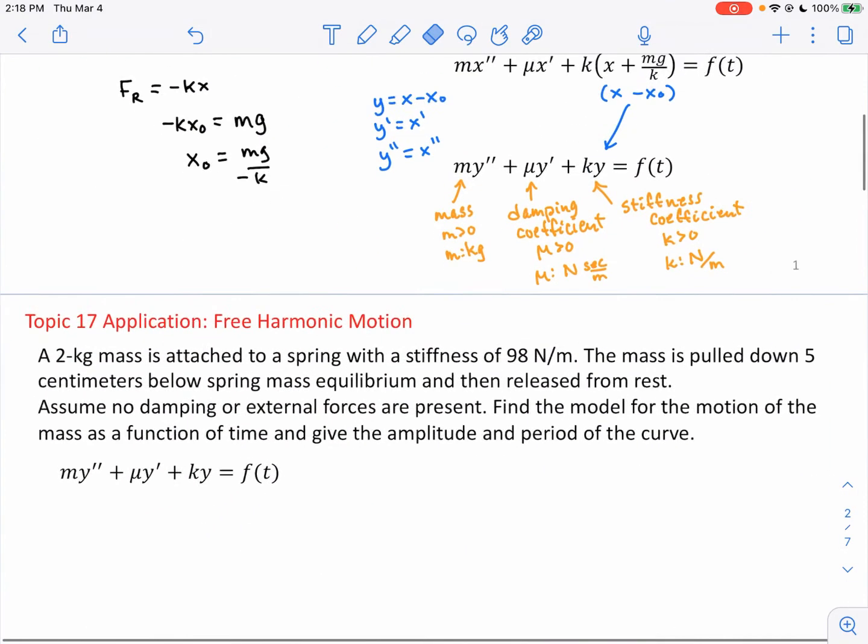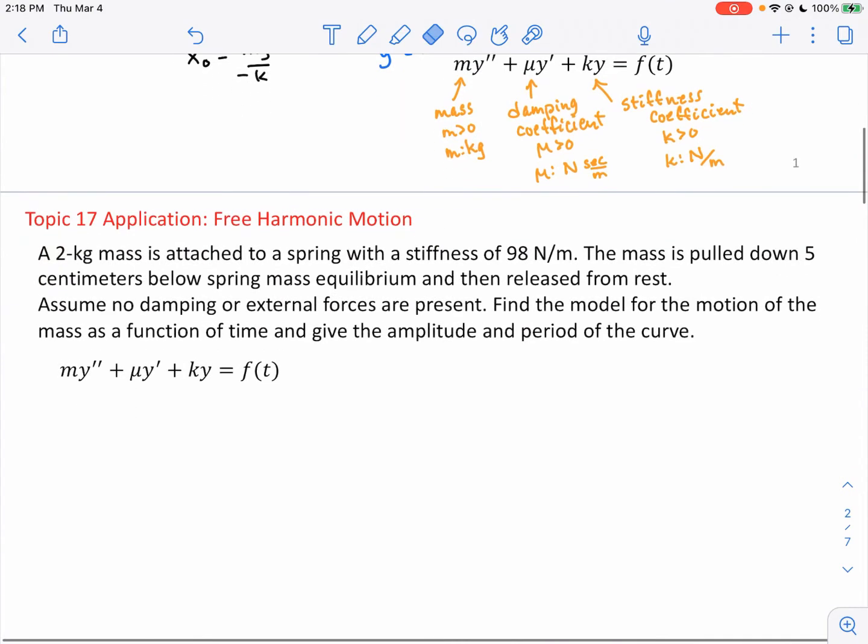First example, a 2 kilogram mass is attached to a spring with a stiffness of 98 newtons per meter. So that's the M and the K are provided. The mass is pulled down 5 centimeters below spring mass equilibrium and then released from rest. Assume no damping or external forces are present. Find the model for the motion of the mass as a function of time and give the amplitude and period of the curve.